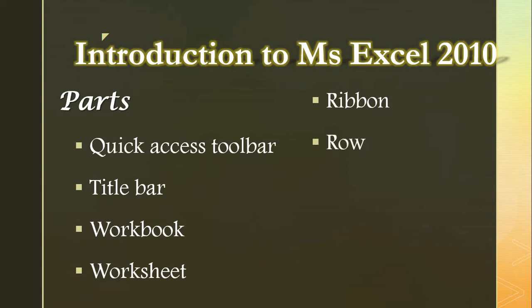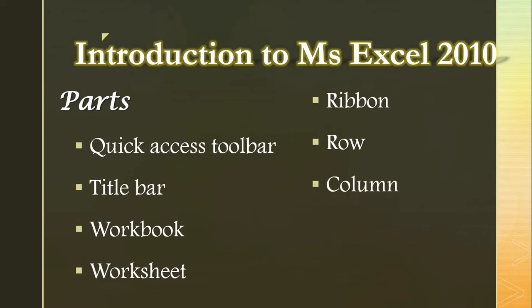Next, Row. Row means cells are arranged in the horizontal direction. Each and every row is identified by a number. These numbers start from 1 to 10,48,576. So, there are totally 10,48,576 rows in Excel 2010.